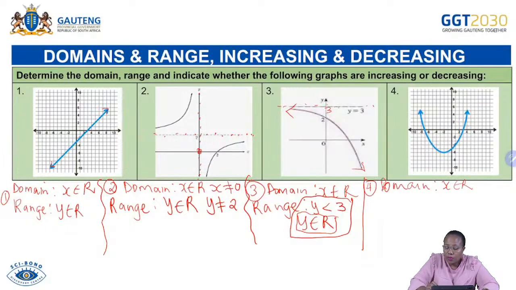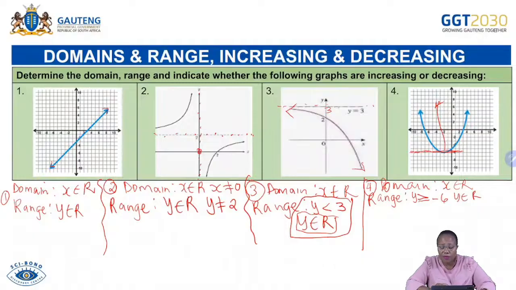And then now when looking at the y values, they start from -6 upward. So we will never have a graph below this point here. It's from that point moving up. That means now the range will be y greater than or equal to -6, because this is our turning point, and this y must also be an element of real numbers. I hope that is clear, grade 12.